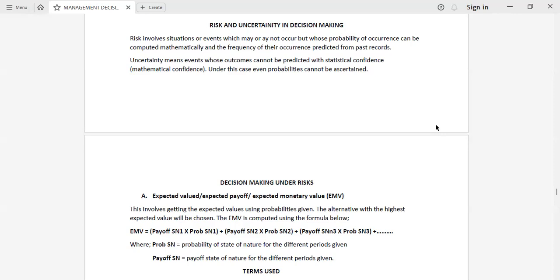We need to look at risks and see how we are going to be making the decisions. And you also need to look at the uncertainties and see how we are going to be making decisions in those perspectives. The main key points here under risks: we must have past records. In other words, we have the previous performances that we can use to benchmark.